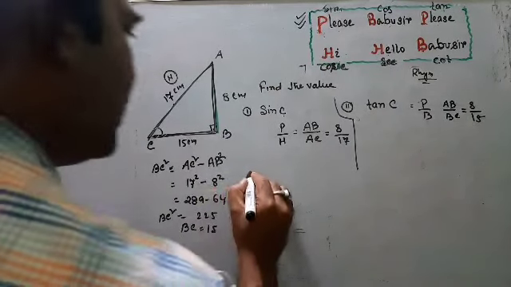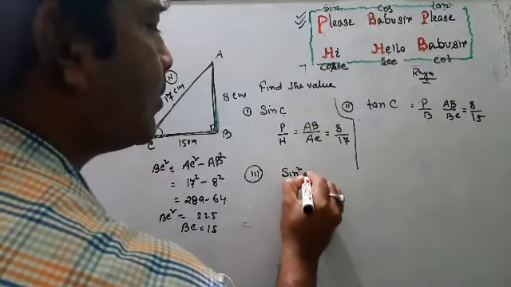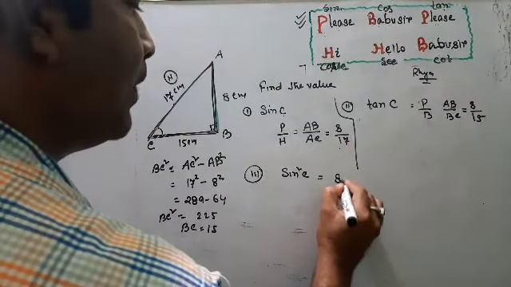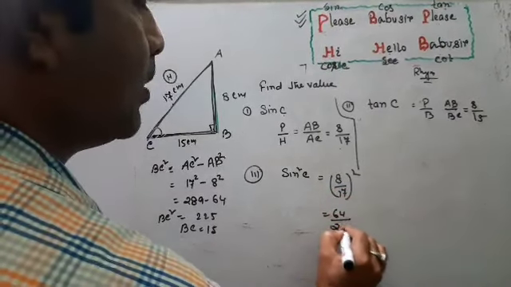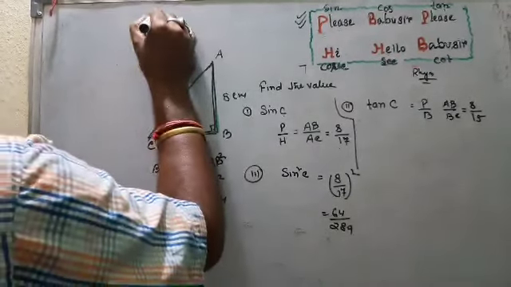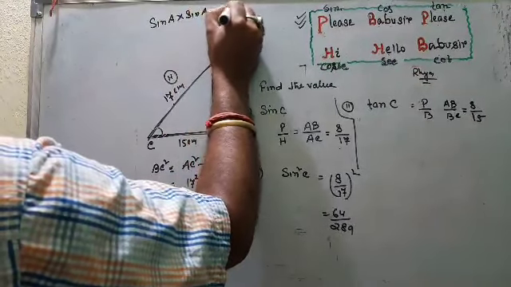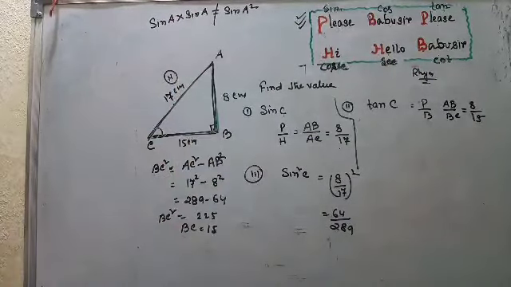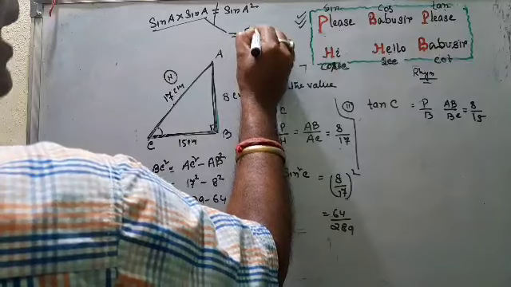Okay, now third question given, sine square C. So you just find the value of sine, 8 by 17, then square it. So that is 64 by 289. Now one more important thing we have to discuss, that sine A into sine A is not equal to sine A square. Sine A into sine A is always equal to sine square A.